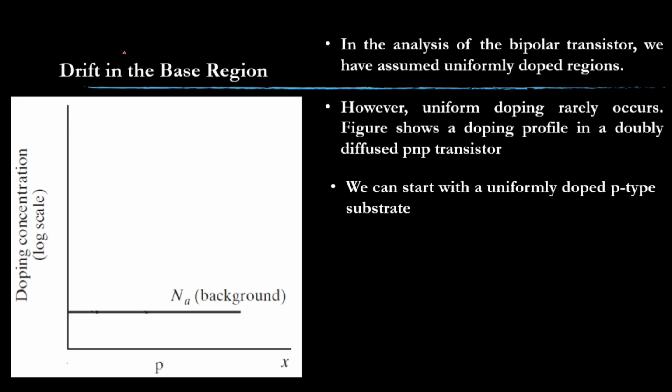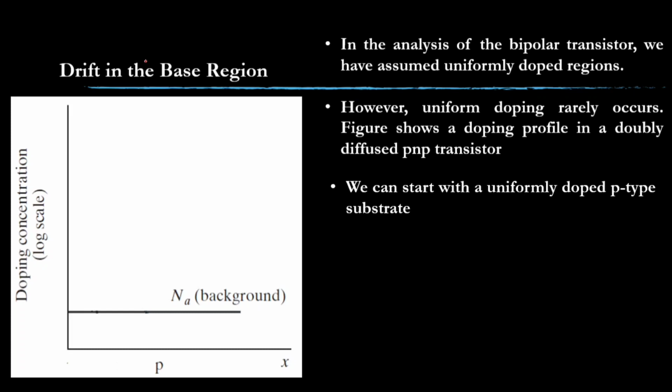We assumed that the emitter region is highly doped, but uniformly highly doped, the base region is lightly doped, but again uniformly doped, and the collector region is moderately doped and again uniformly doped. But in practice, what is the scenario? Uniform doping rarely occurs.